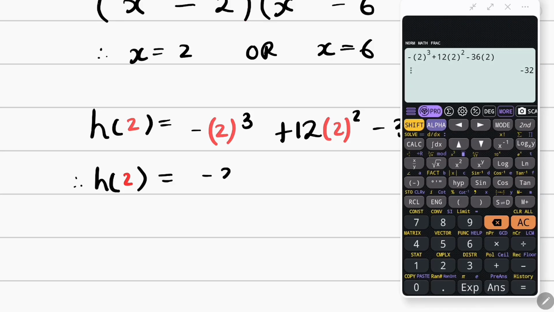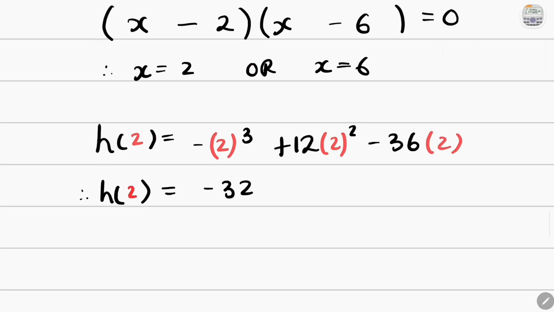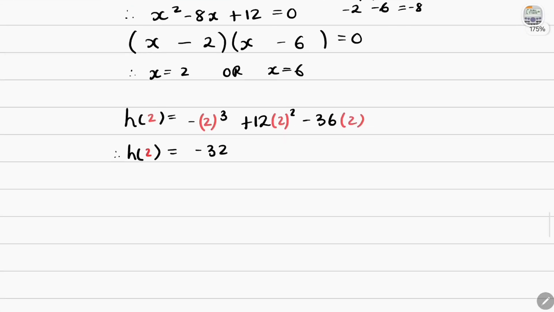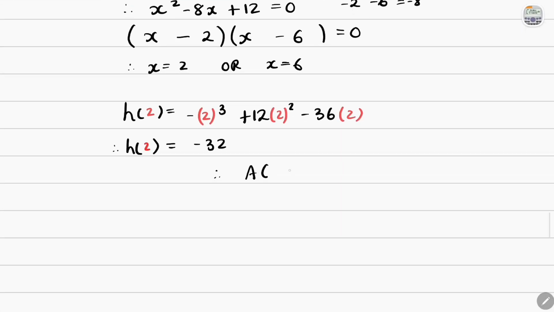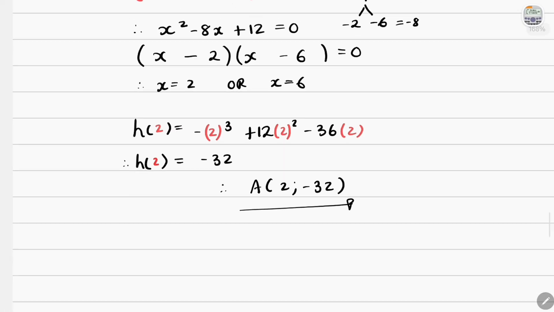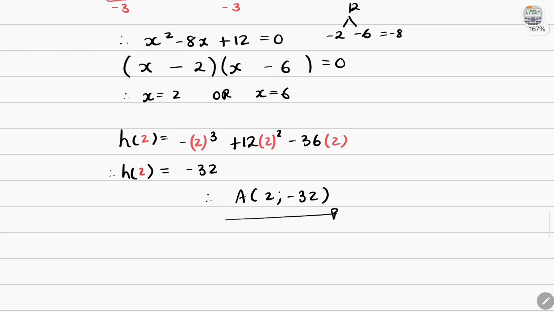and h of 2 is equal to negative 32. So that would be the coordinates of A. We can finally say the x value is 2 and the y value is negative 32. And that is our answer. Moving on to the next question.